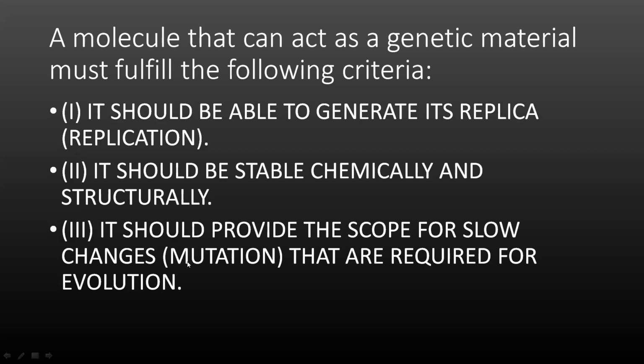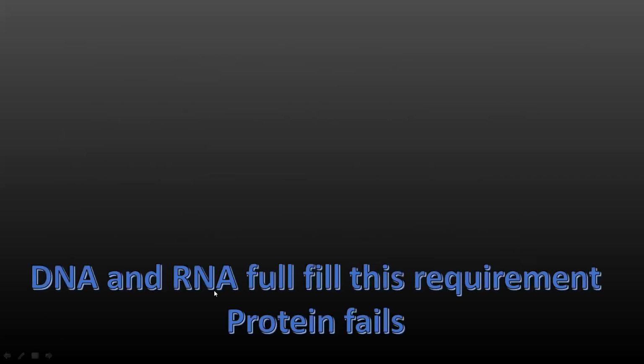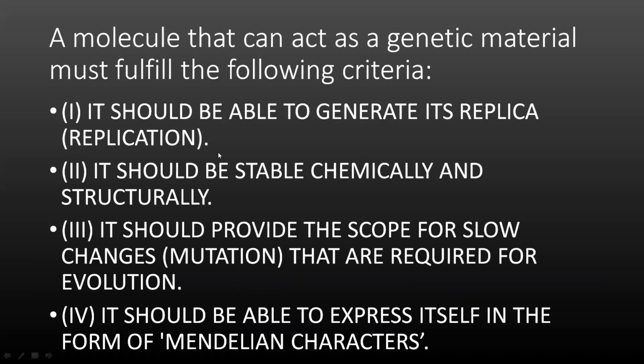These changes are called mutation, that is required for evolution, and it should be able to express itself in the form of Mendelian characters. Means from father it should go to the son or daughter and should be able to express. Next, DNA and RNA fulfill this requirement, but protein fails. All these requirements are fulfilled by DNA and RNA. That's why DNA and RNA are the genetic material.